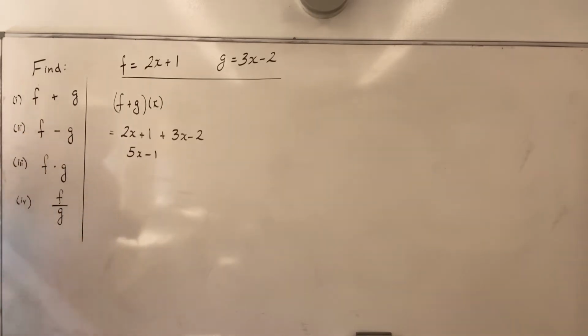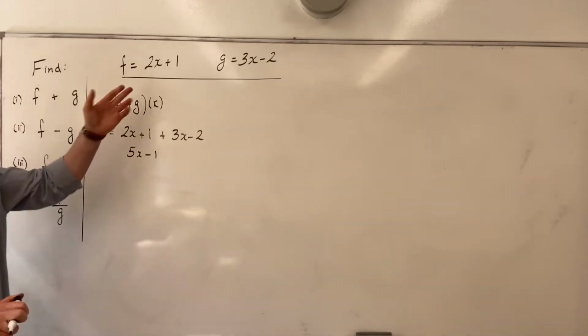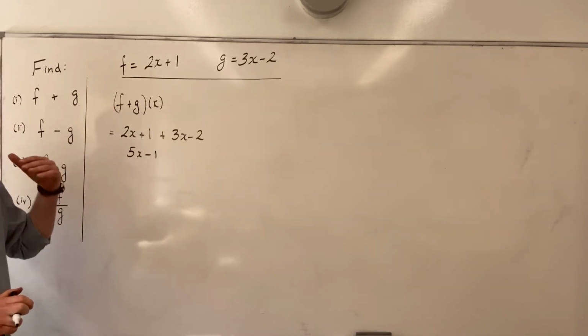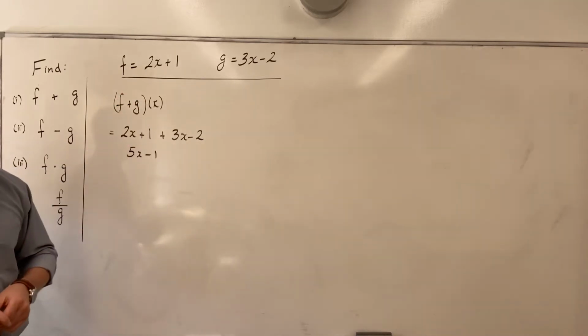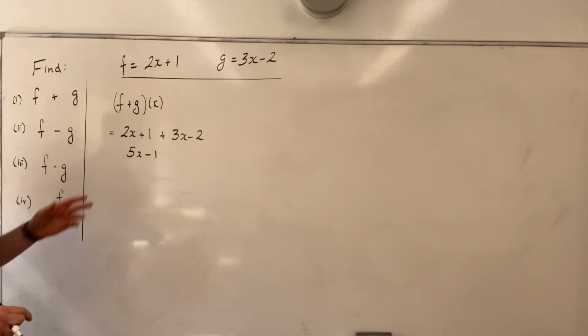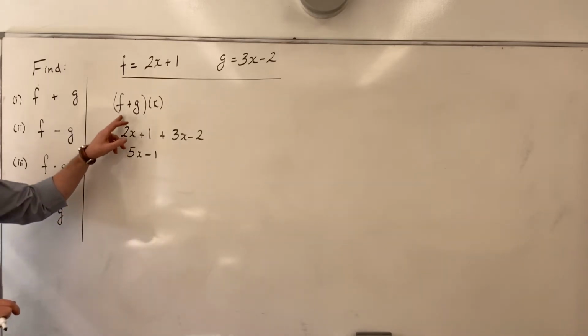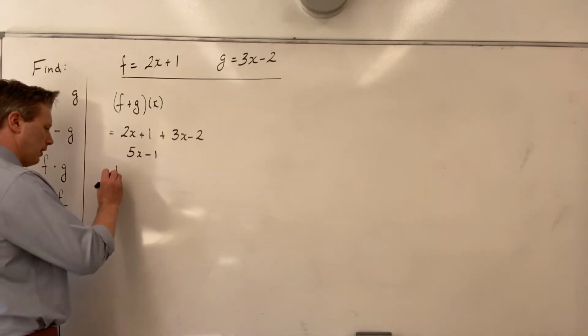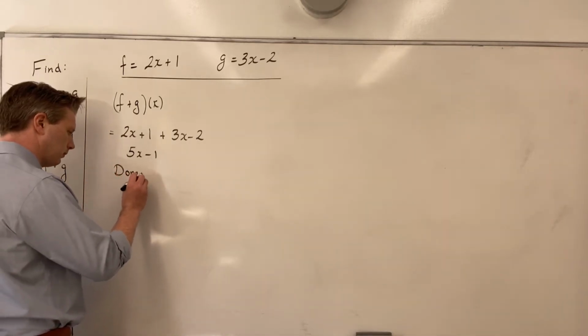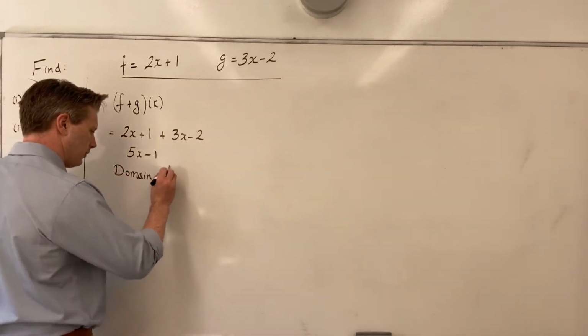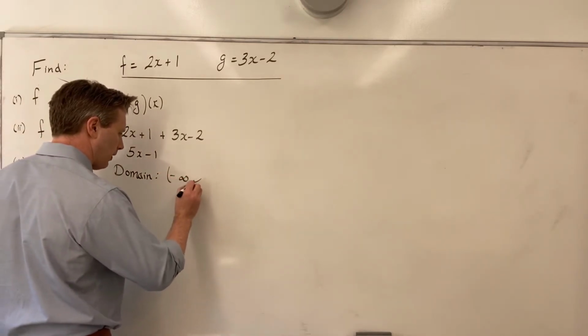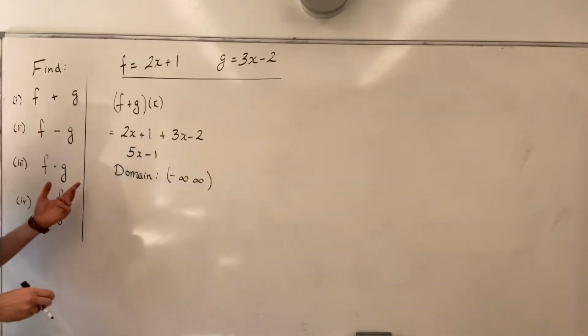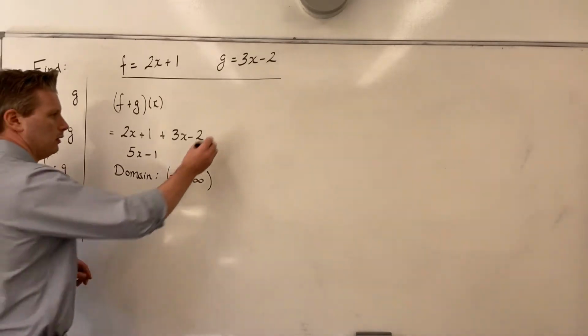The domain of this resulting function is the domain of f and g. Because these are two polynomials, linear functions, the domain of f and g is negative infinity to plus infinity. It's everything on the real number line. And so the resulting function f plus g of x, which is 5x minus 1, will also have the same domain. And so the domain is negative infinity to positive infinity. All right, so that's the first part done.